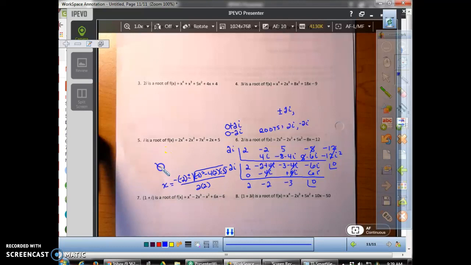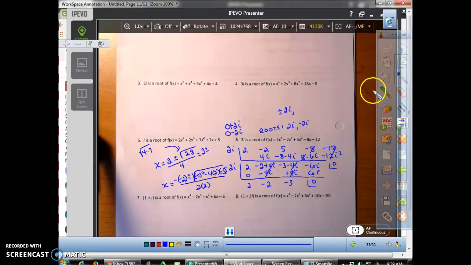So that's going to simplify down to negative 2 is 2, plus and minus, remember I said it's 4 plus 24, which is 28, all over 4. And then the 28 will simplify down to 4 times 7. The square root of 4 is 2. So that's going to give me 2 plus and minus.